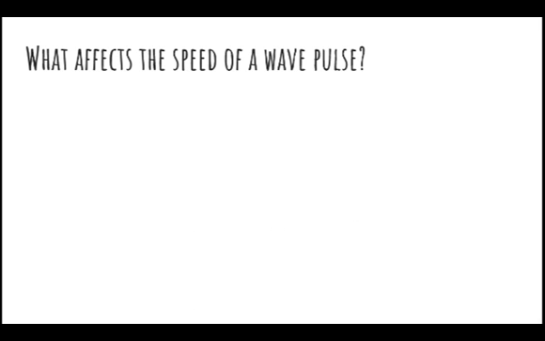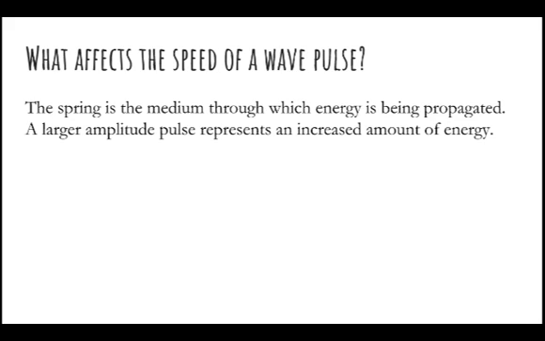So the next thing that we're going to want to look at is what affects the speed of a wave pulse. The spring is the medium through which energy is being propagated in our scenarios, typically. A larger amplitude pulse represents an increased amount of energy. Since we're not doing this live in the classroom, we can't use a spring in this video. So instead I'm going to use the PhET simulation to help you test out what exactly affects the speed of a wave pulse.